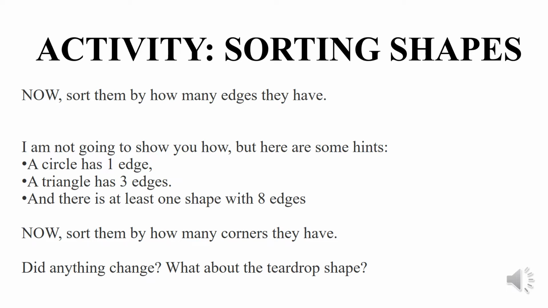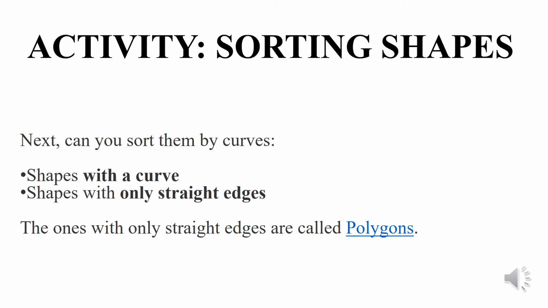Now, sort them by how many corners they have. Did anything change? What about the teardrop shape? Next, can you sort them by curves? Shapes with a curve, shapes with only straight edges. The ones with only straight edges are called polygons.